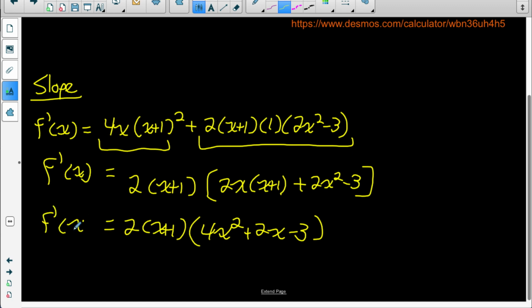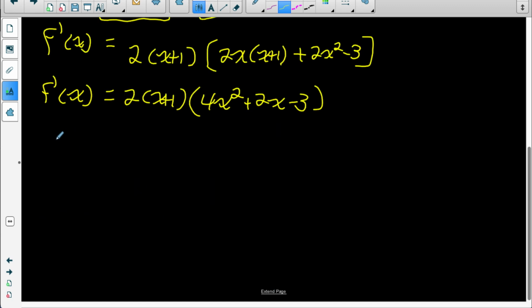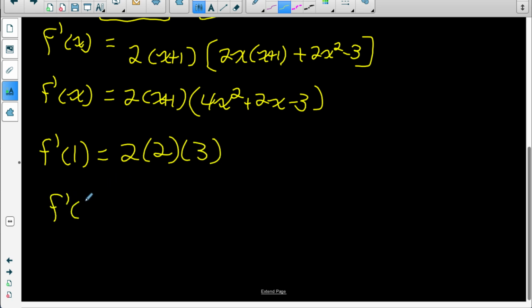I can use that to find the slope of the tangent at any point we want, and we want the slope of the tangent when x is 1. So let's plug in 1 to this. I'll get 2 times 2 times 3. So f prime at 1 equals 12. That tells me the slope of the tangent when x is 1 is 12. So I have the slope.